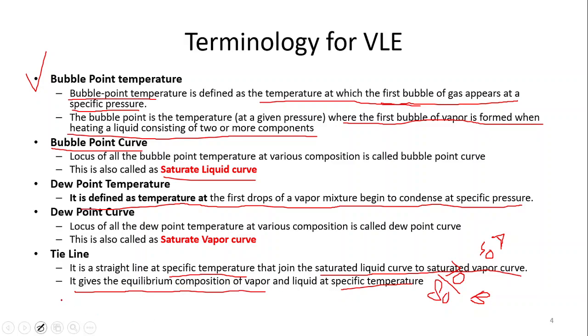The last point that is missing here is that we can draw an infinite number of tie lines in any given diagram, in any given VLE diagram. So infinite tie lines are possible, and I can show you in the next slide.